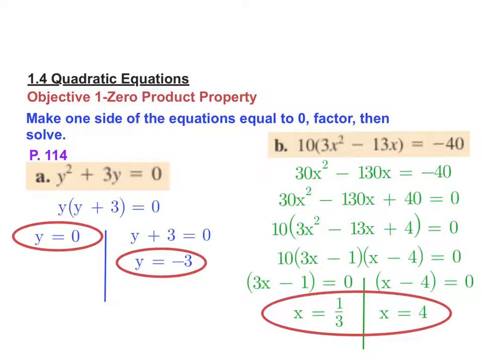That is the zero product property. Make one side 0, factor, solve. The other type of problem we're going to look at is the square root property.